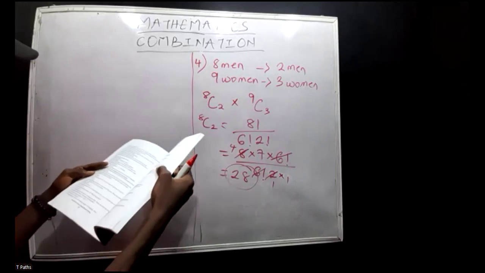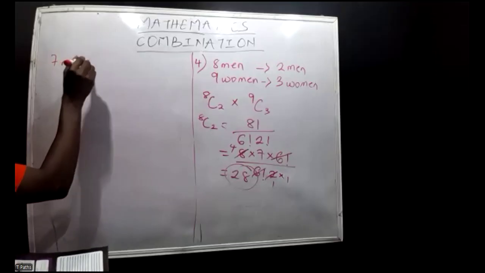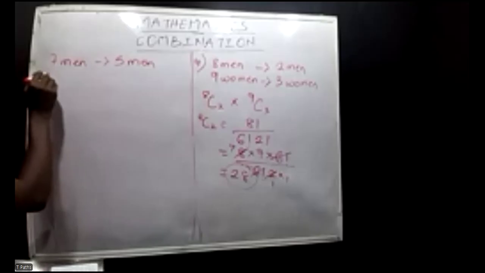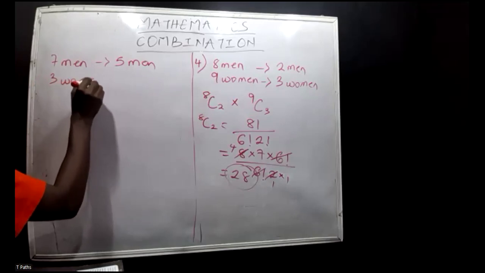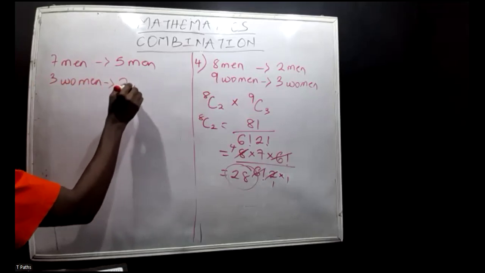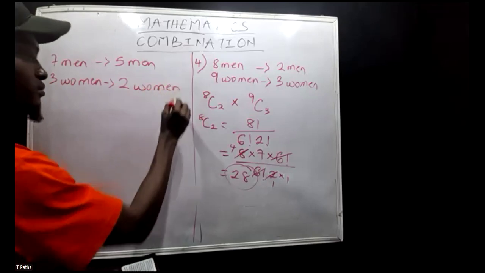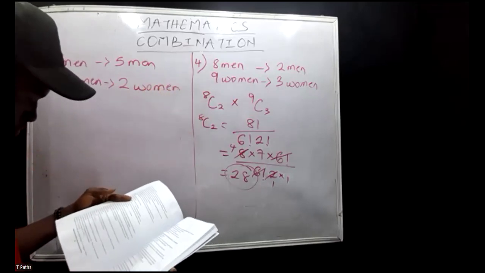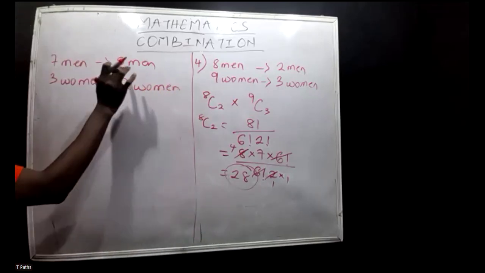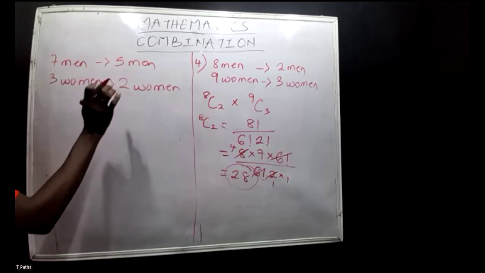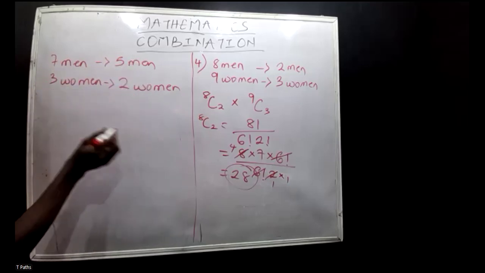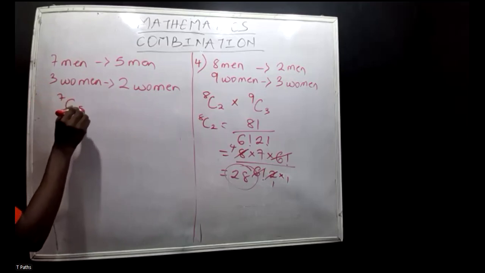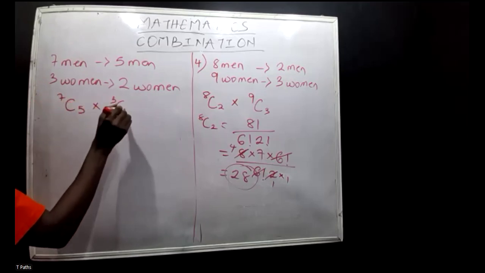Question 30. Now, how many ways can a group of 5 men be selected from 7 men? So we have 7 men, and we want to select 5 men. Then we have 3 women, and we want to select 2. Now we are selecting 5 from 7, that's 7 combination 5, and selecting 2 from 3, that's 3 combination 2. Then we multiply them: 7 combination 5 multiplied by 3 combination 2.